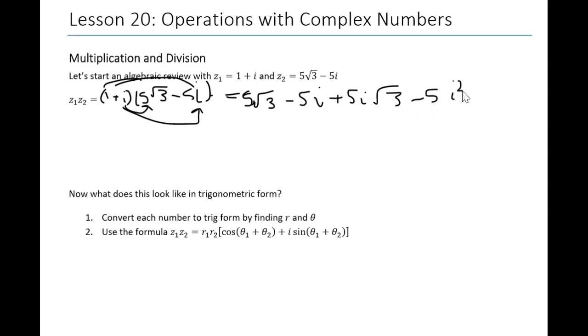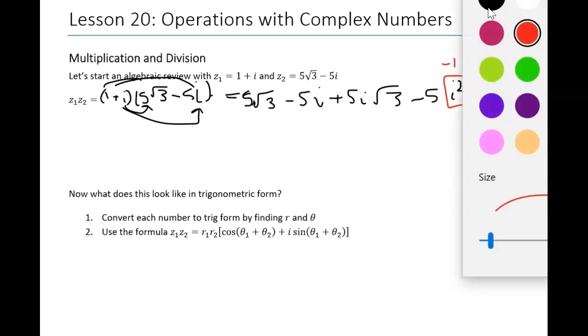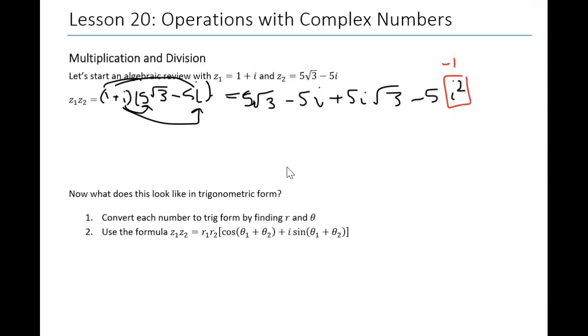Now in your algebra class, you hopefully learned that i squared should be replaced with a negative 1. So this last term is actually negative 5 times negative 1, which is positive 5. And we get the solution 5i rad 3 plus 5.